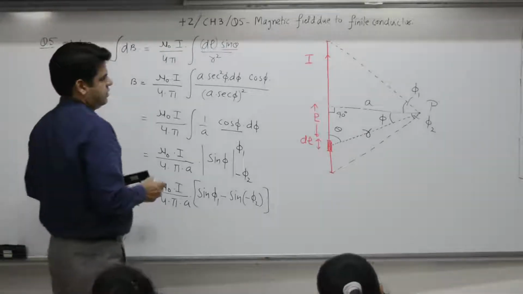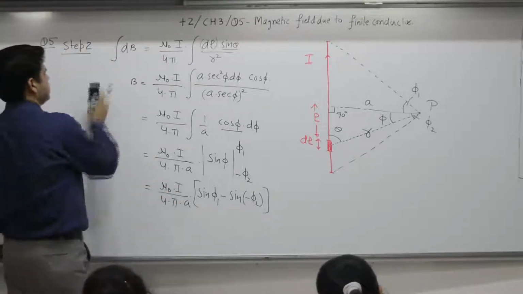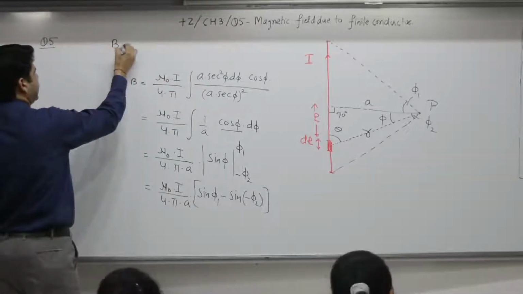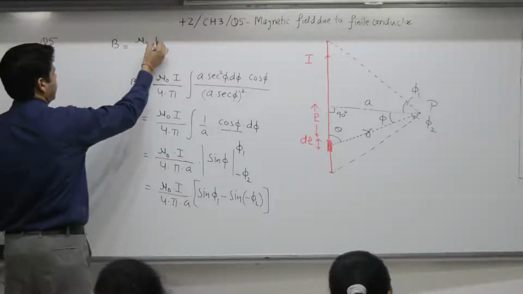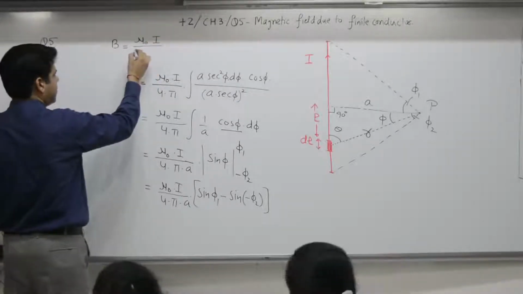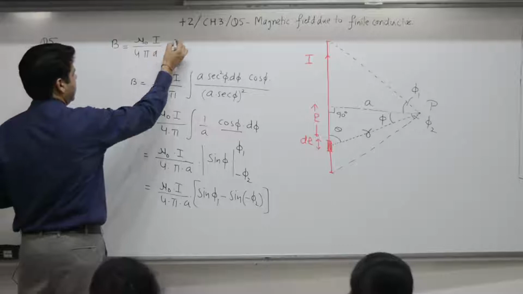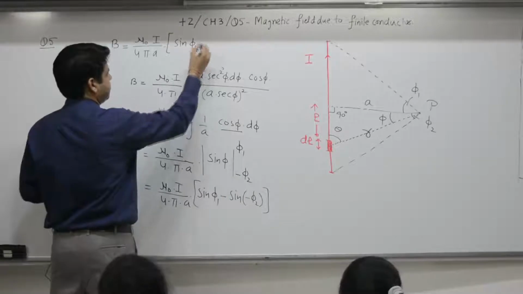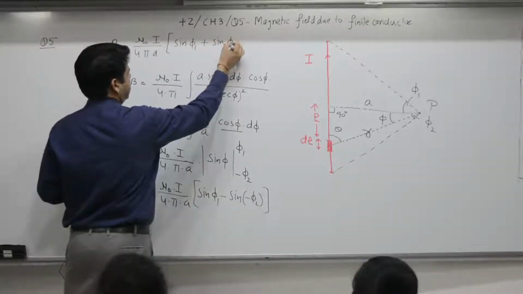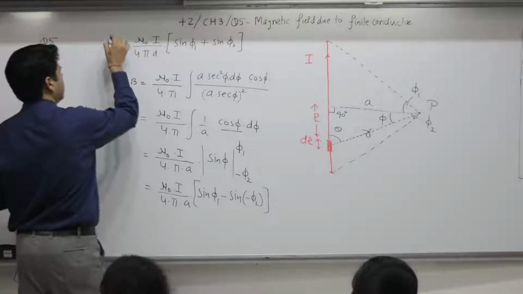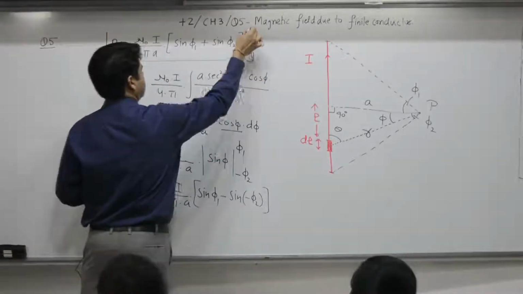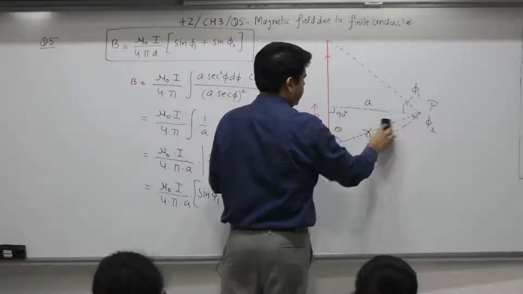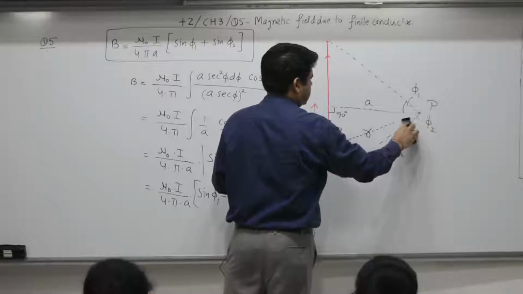The result is: magnetic field due to the wire is mu naught I by 4 pi A, sine of phi 1 plus sine phi 2. This is the result. Now you need not write all this. This is the conclusion.